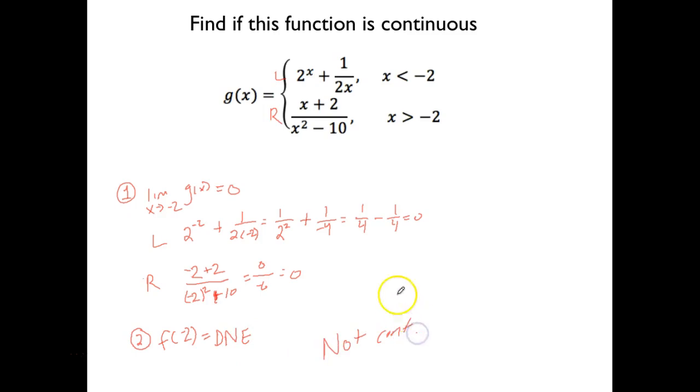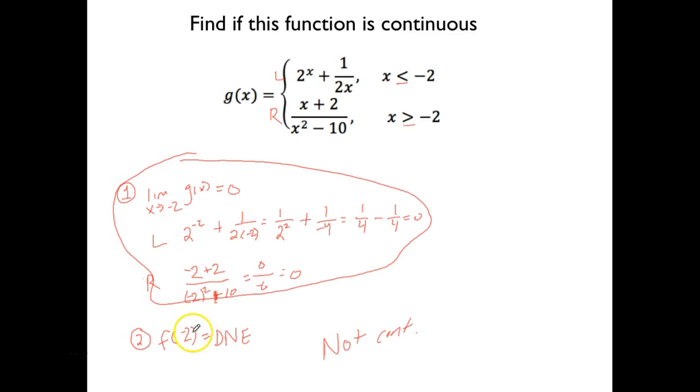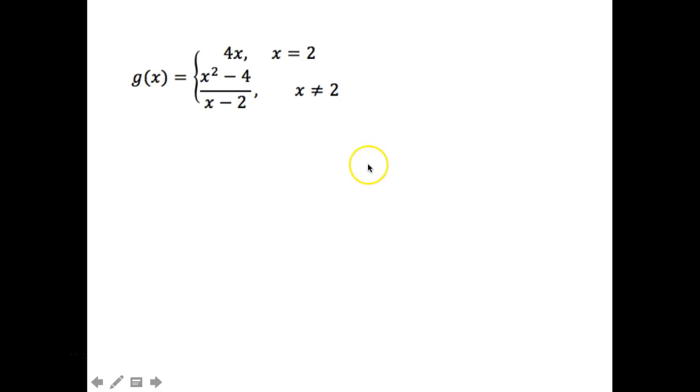Now what I would have done here from the start is I would have noticed that this does not have an equals to sign on either one of these. And I would have just skipped to step 2 and said, hey, look, there's no point. That means it's not continuous. I wouldn't have even dealt with any of this limit work. Because why deal with the limit work if you already know it's not going to be continuous because there's no point. Okay, I got one more for y'all.